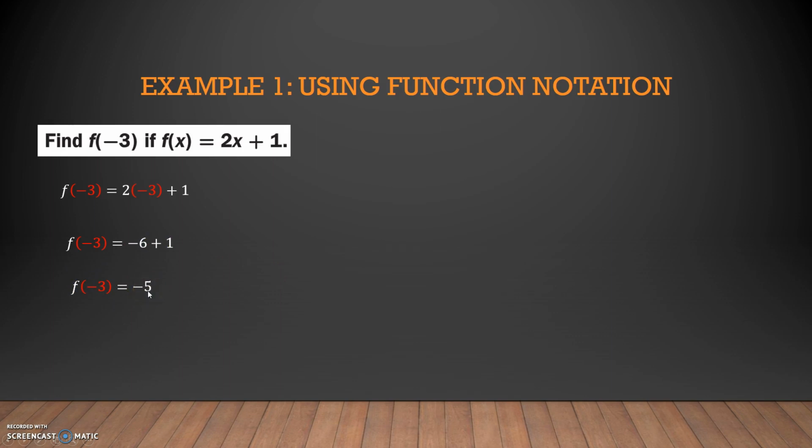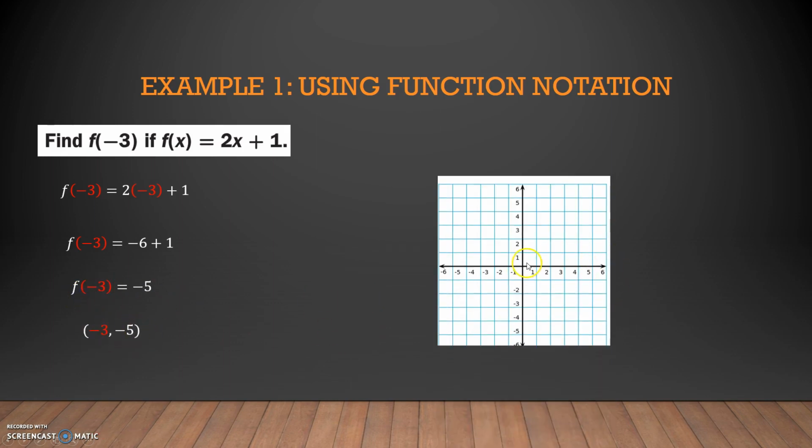And what I really want you to understand is you just found your ordered pair. So when you're on your plane, what you're really doing is you're saying, okay, if x is negative 3, then the output is negative 5, and we have a point there. So I want you to keep that in mind. In fact, I want you to write your ordered pair after you find your answer, just to solidify the fact that you are really finding an ordered pair.